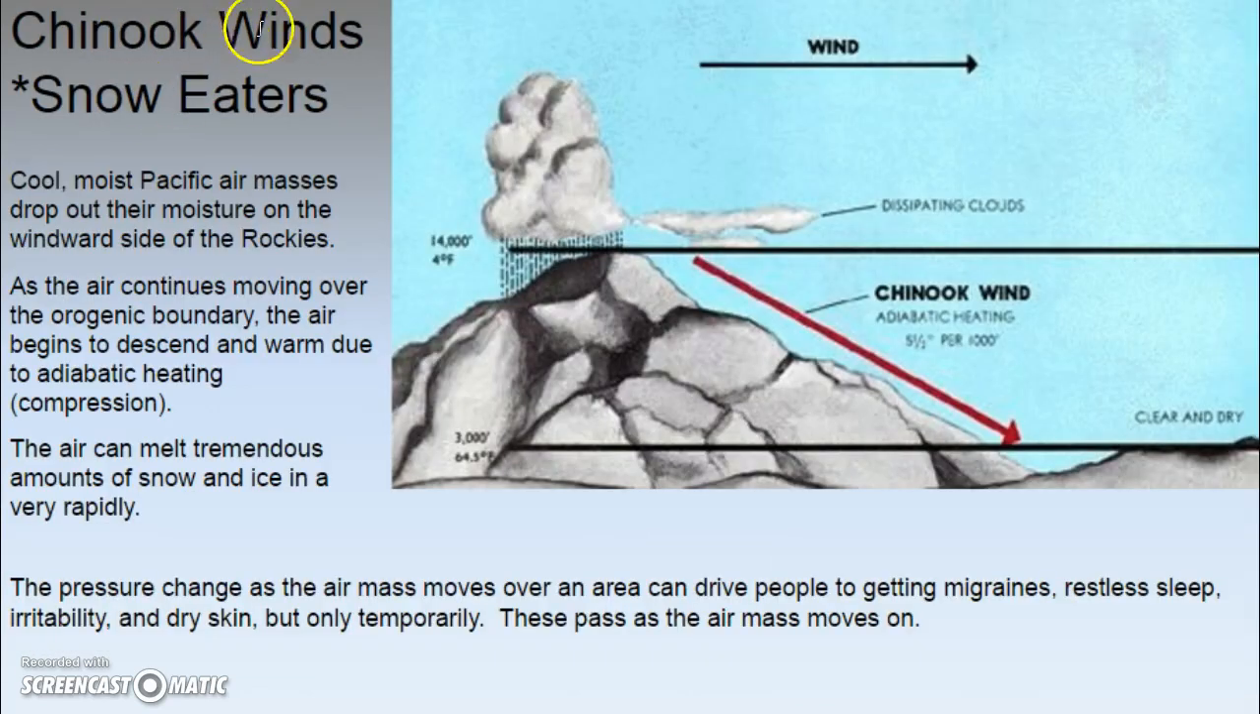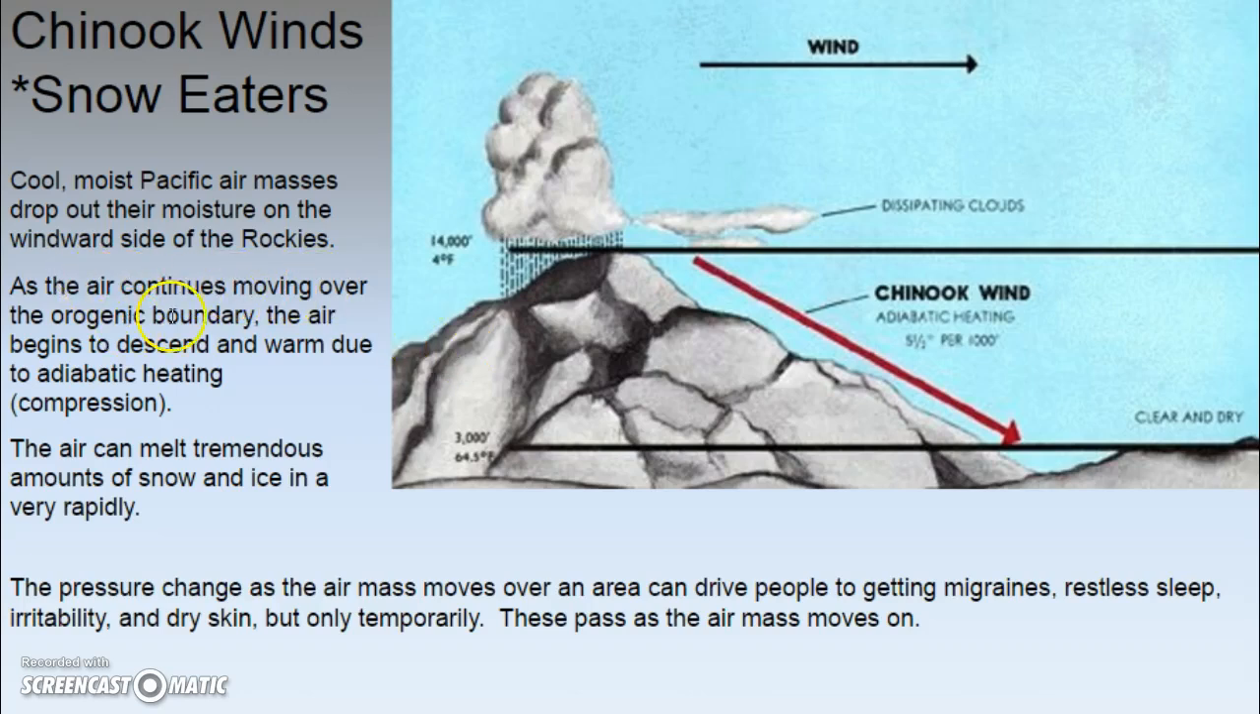So this is what we call a Chinook wind. This phrase is referred to as a snow eater. Here's why. Cool, moist Pacific air masses drop out their moisture on the windward side of the Rockies. Right? We've established this. We've quantified this when talking about adiabatic cooling and heating. Well, this would be a cooling feature as air moves over an orogenic boundary.